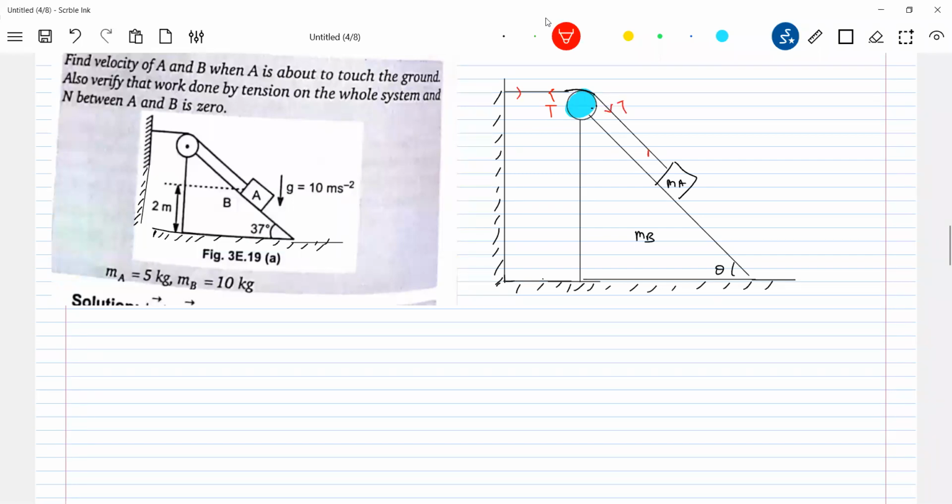Tension T. This is T. So this is about the tension force. The normal contact N1, and here it is N1. The weight MBG will act like this. Then the weight of the block MAG.